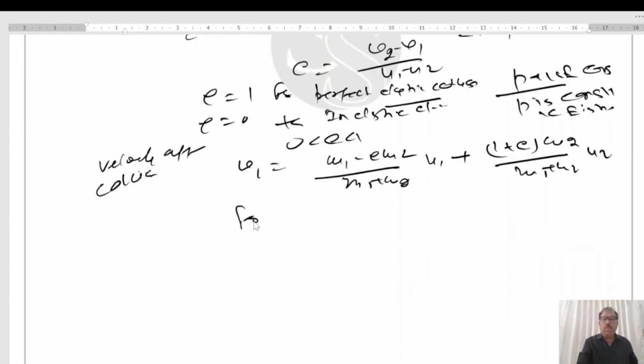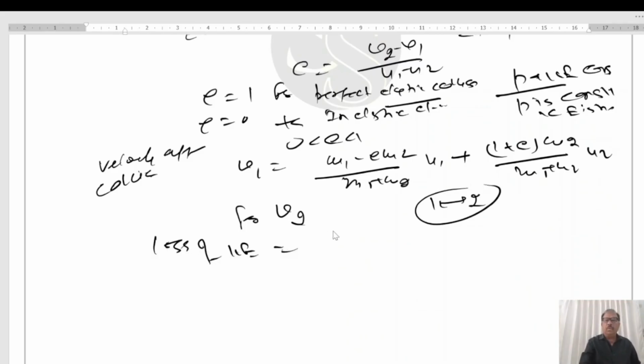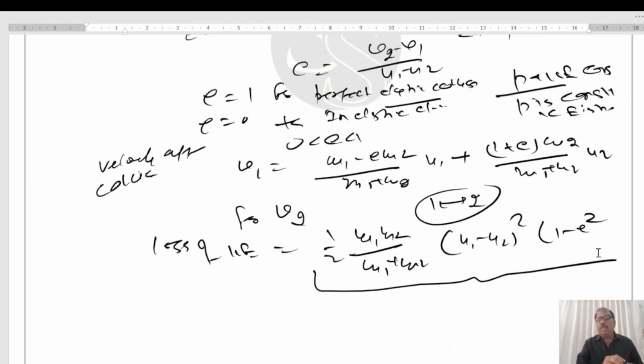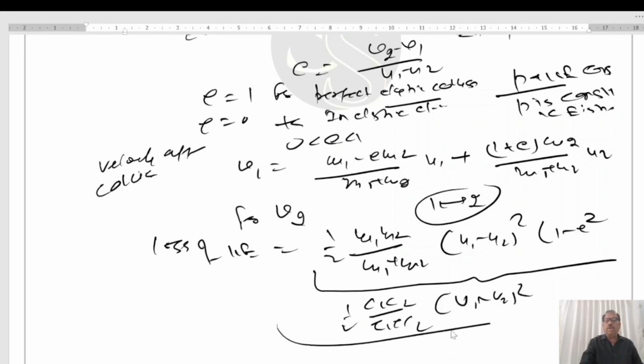And for v2, interchange 1 and 2, okay. Loss of kinetic energy equals half times m1 m2 over (m1 plus m2) times (u1 minus u2) whole squared times (1 minus e squared). Similarly, as in the case of capacitance, it is half times C1 C2 over (C1 plus C2) times (V1 minus V2) whole squared, right? In case of electrostatics.